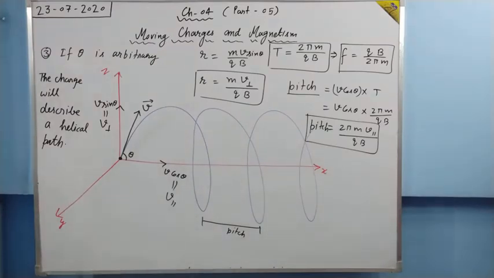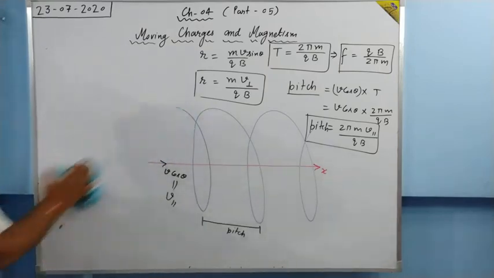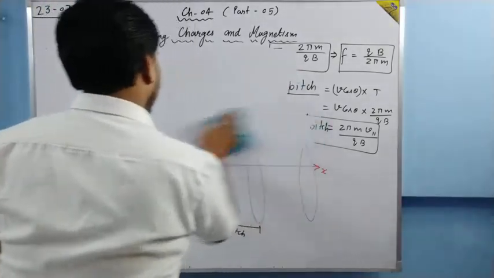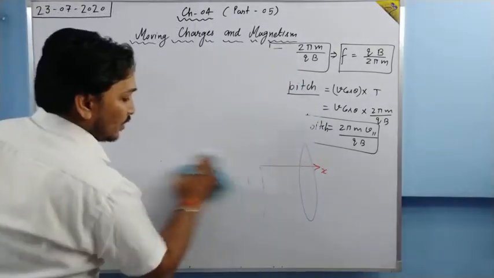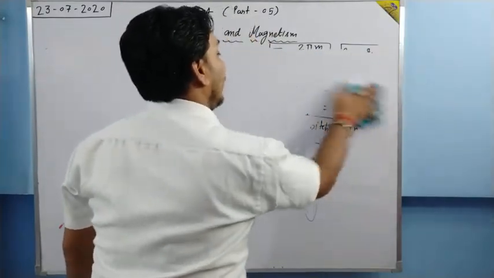So this is how the motion of a charge in a magnetic field is completed. Now we are moving to the next part of the chapter, which is force on a current carrying wire kept in a magnetic field.